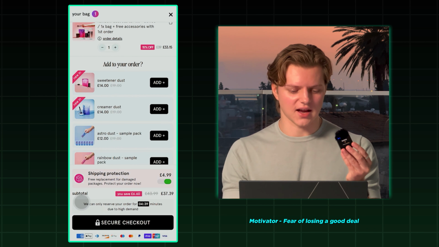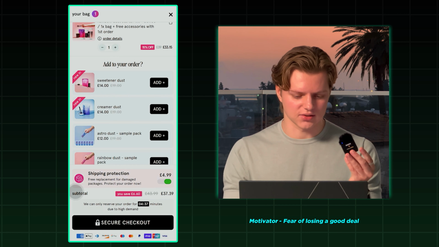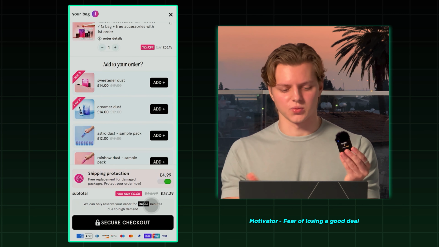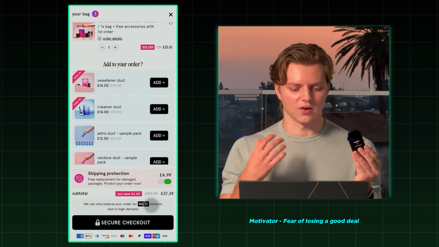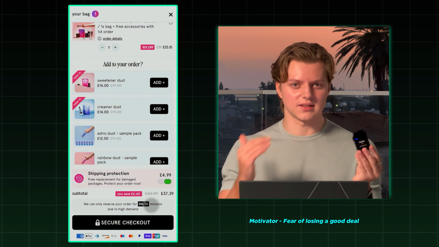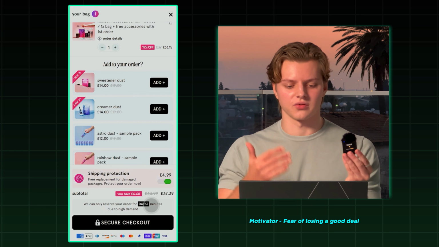Also, they have this timer section here, which is we can only reserve your order for X amount of minutes. This is also really nice because then you're adding some sense of urgency for why you actually need to make a purchase now, which is increasing the motivator of the fear of loss of losing a good deal.